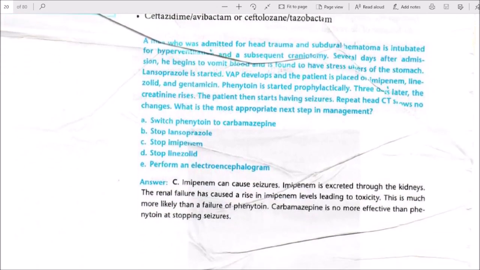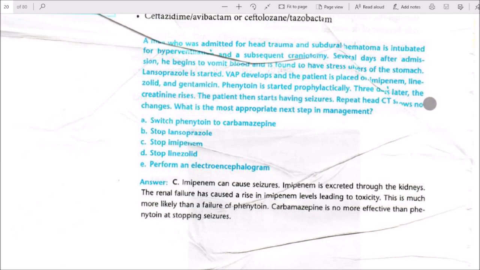A man who was admitted for head trauma and subdural hematoma is intubated for hyperventilation and a subsequent craniotomy. Several days after admission, he begins to vomit blood and is found to have a stress ulcer of the stomach. Lansoprazole is started. Ventilator-associated pneumonia develops, and the patient is placed on imipenem, linezolid, and gentamicin. Phenytoin is started prophylactically.